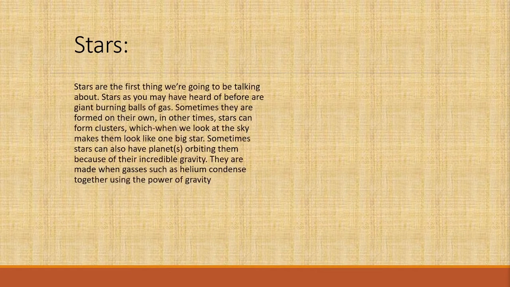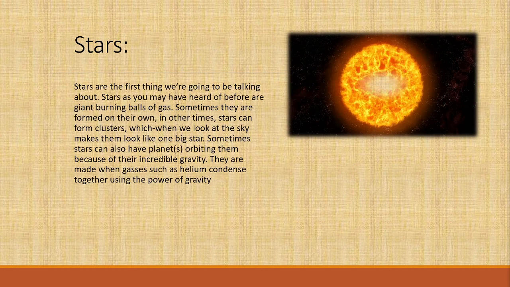Stars. Stars are the first thing we'll be talking about. Stars, as you may have heard before, are giant burning balls of gas. Sometimes they form on their own. At other times, stars can form clusters, which, when we look at the sky, can make them look like one big star. Sometimes, stars can also have planets orbiting them because of their incredible gravity. They are made when gases such as helium condense together using the power of gravity.